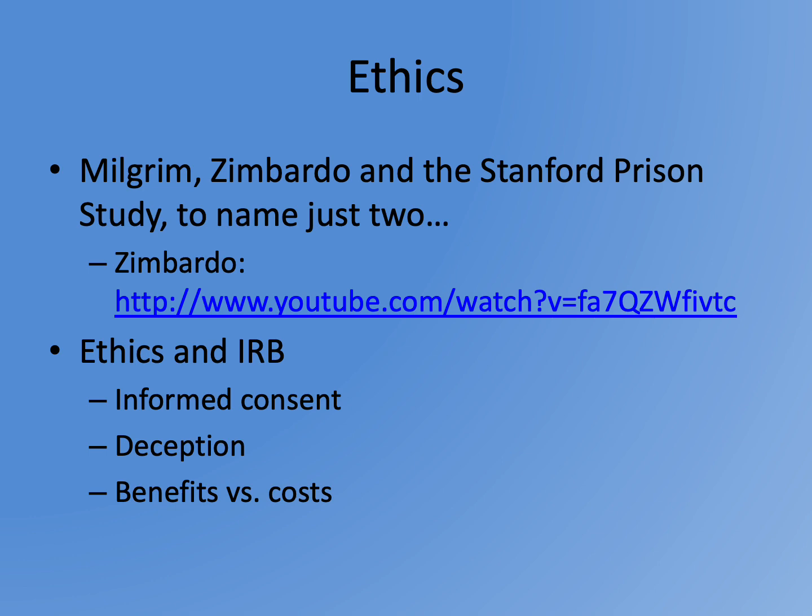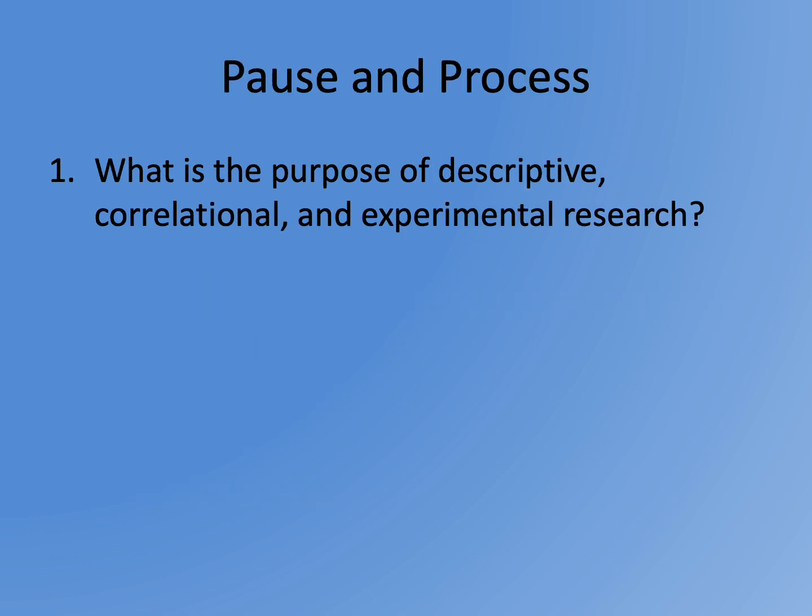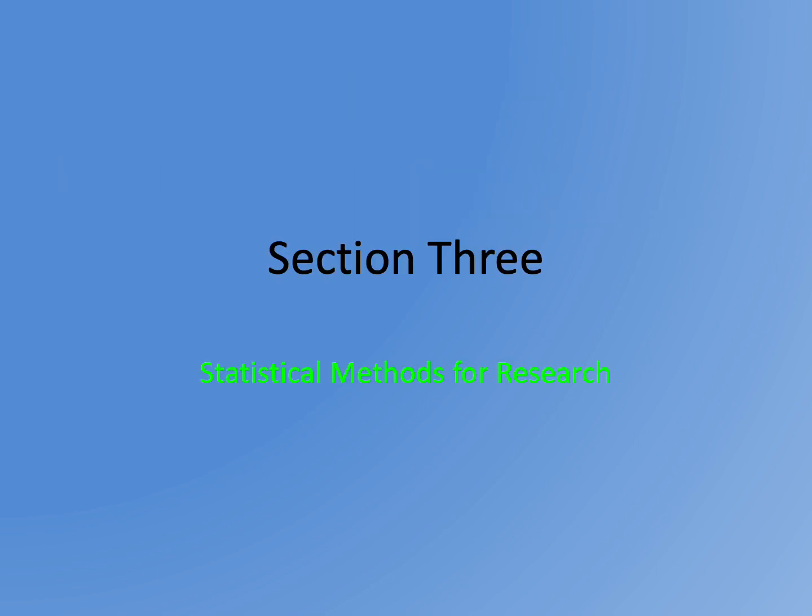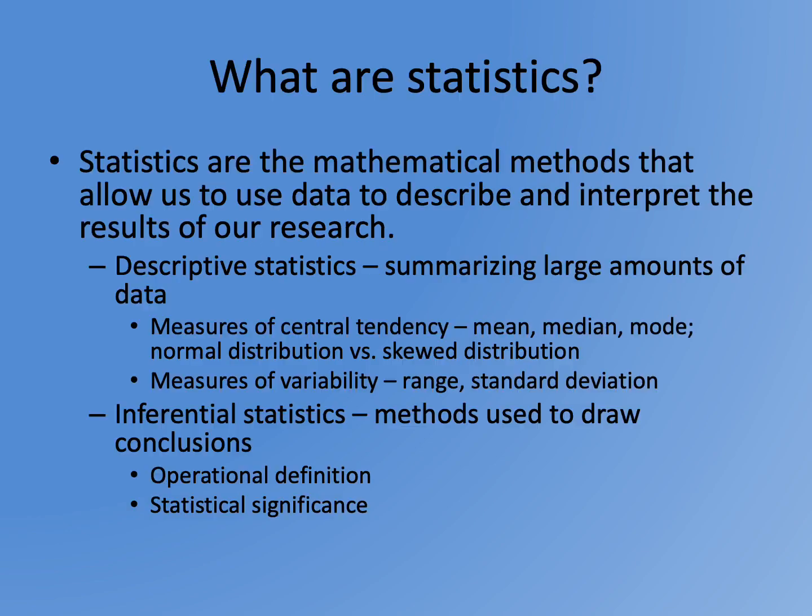Okay, and then again, the benefits of the potential study must outweigh any potential cost. So take a moment here before we move on and think to yourself, okay, what's the purpose of descriptive research, of correlational research, and experimental research? And then we have differential research, because it's awfully hard sometimes to use true experimental research for the things we're curious about in psychology. Section 3, statistical methods for research.